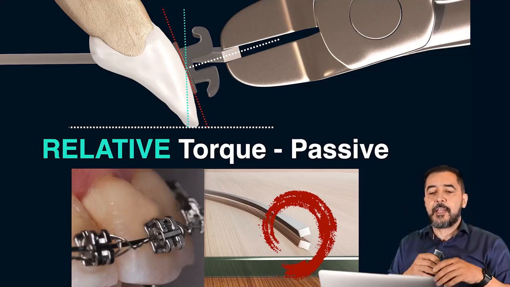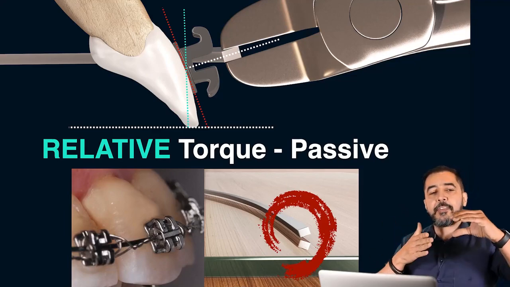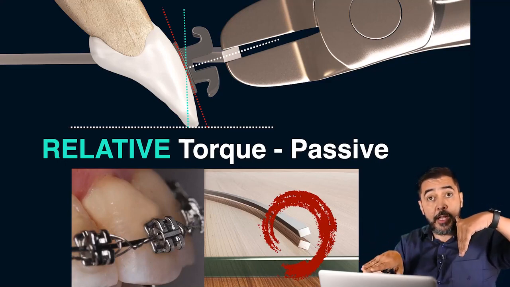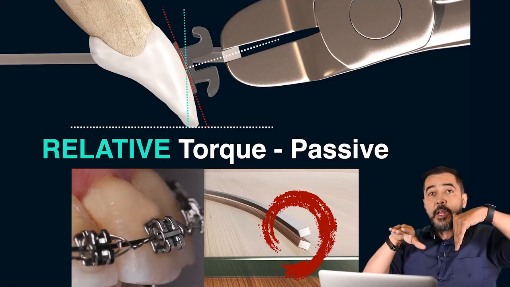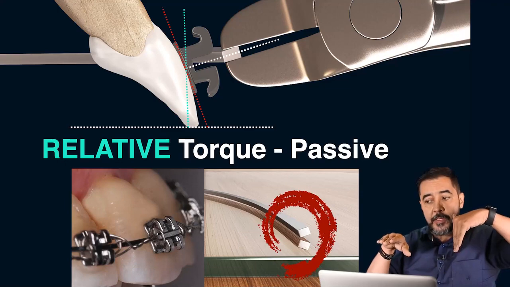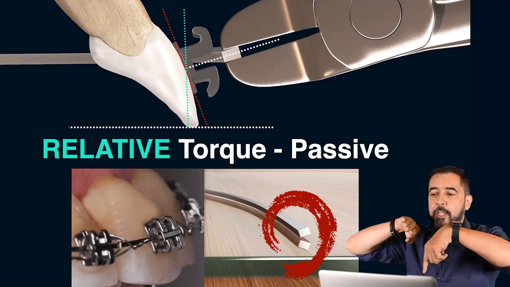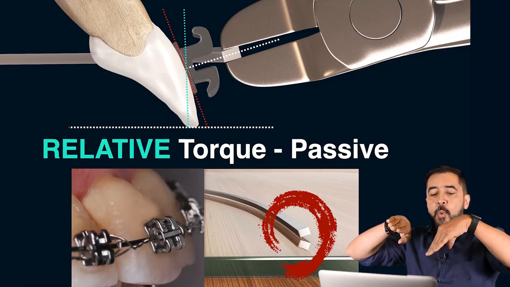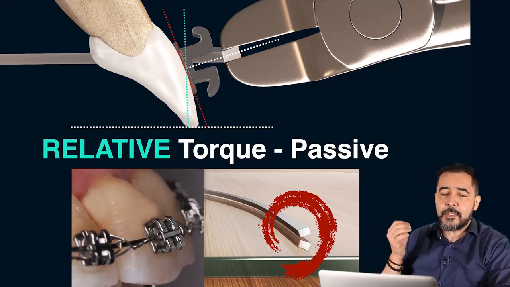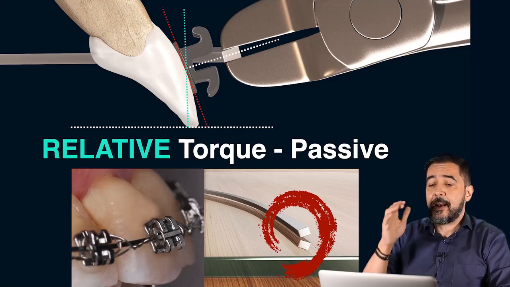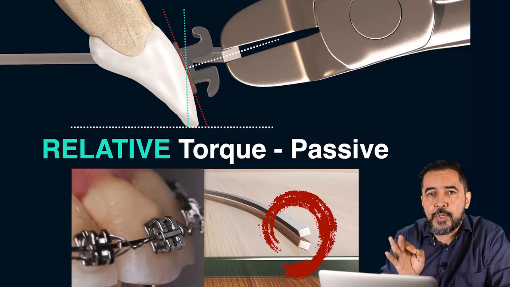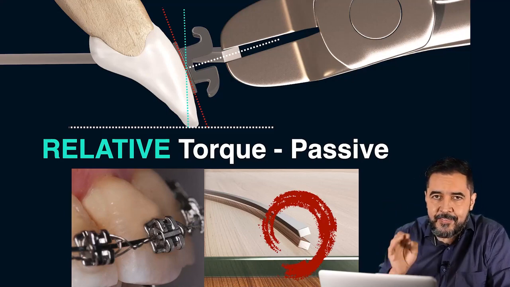So in this case, even though we don't have the horizontal inclination of the bracket slot, we will have a passive relative torque, because we managed to make the torsion in the arch wire equal to the inclination of the slot. So we managed to do that. In this case, we won't have a negative interaction. We will have a passive interaction, which we call a relative passive torque.